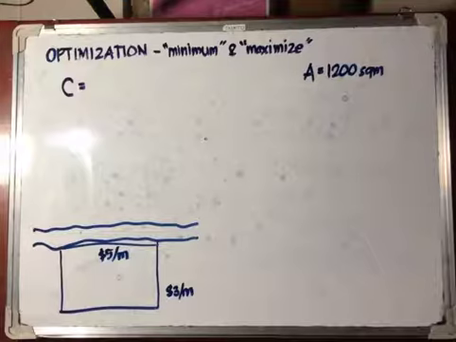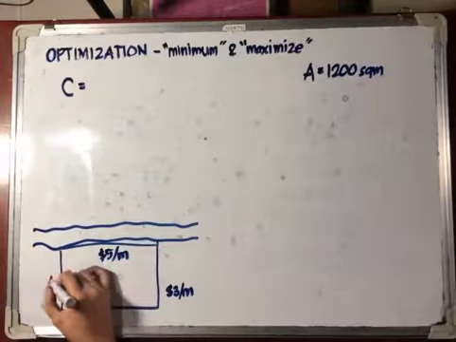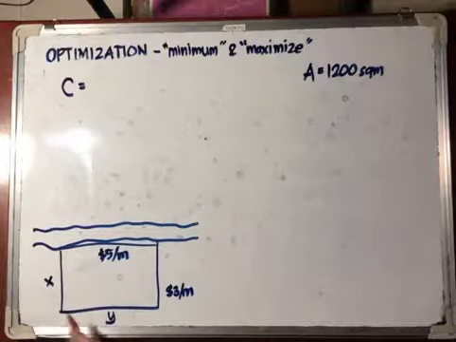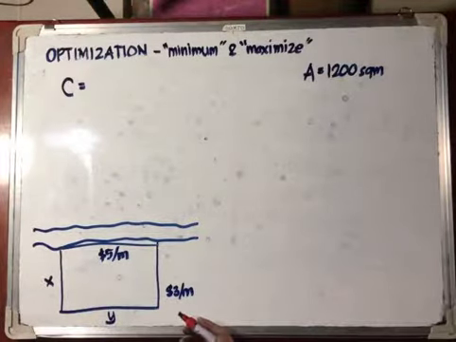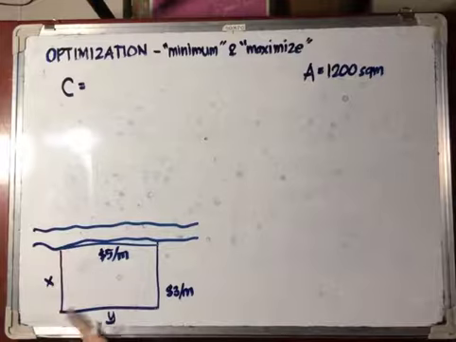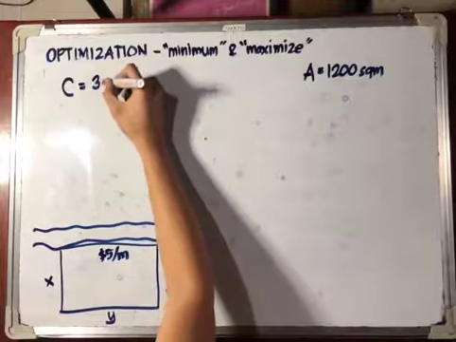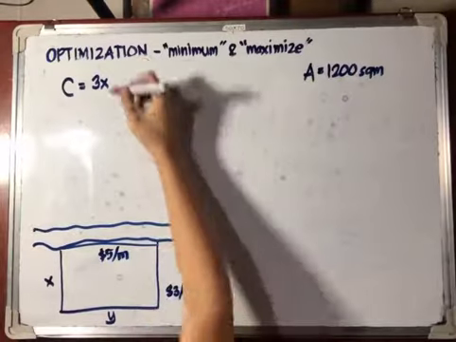Since we don't know yet the dimensions of the field, because that is what is being asked, we set this one as our x and this one as our y. This side here is y. If we are to set up our cost equation, since that is what we want to optimize, every x here would cost you $3 per meter. So that is 3x on this side. On this side, this is $3 as well, so that should be 3y.